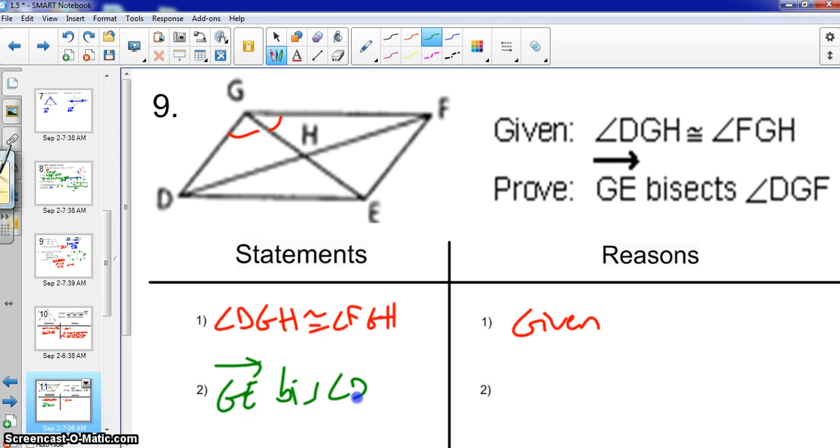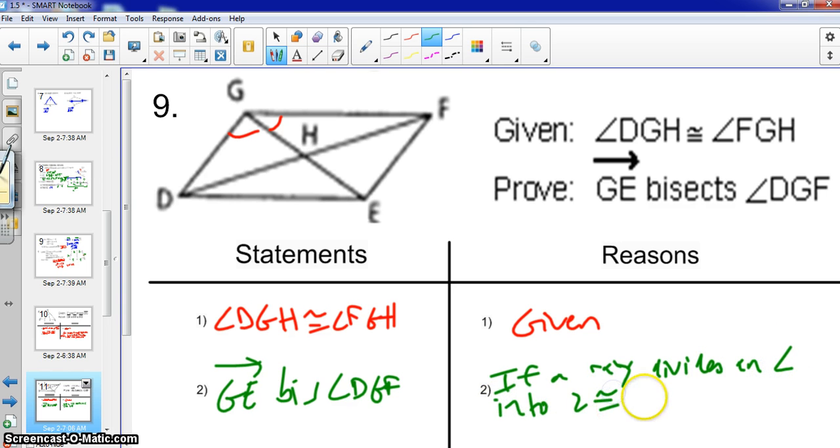that the ray bisects the angle, and we have to make sure that we write it in the correct if-then. In this case, we are given the 2 congruent angles, so we're given a ray divides an angle into 2 congruent angles. Then the ray must bisect the angle.